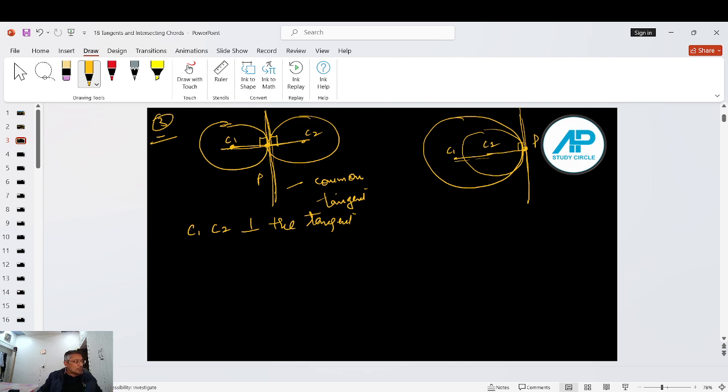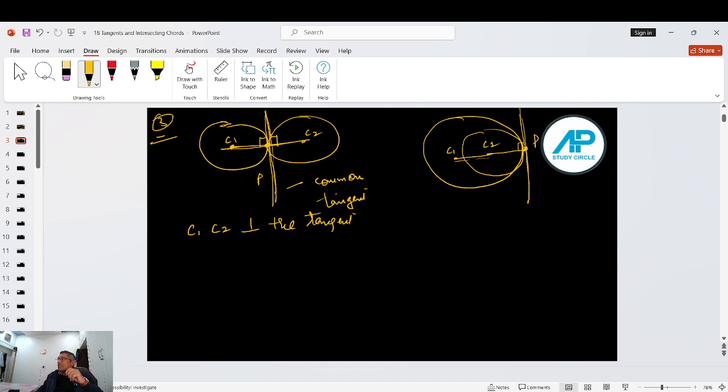Please understand this point. They say that if two circles touch each other, the point of contact lies on the straight line through the centers. So I add one more point into it. It is mandatory for the line joining centers that it should pass through the point of contact. It is not possible for the line joining two centers to pass through any other point except the point at which circles are in contact. So the line joining centers mandatorily has to pass through the point of contact.